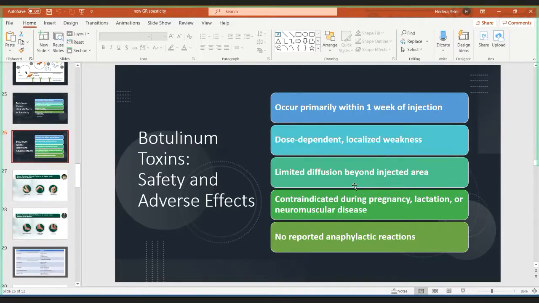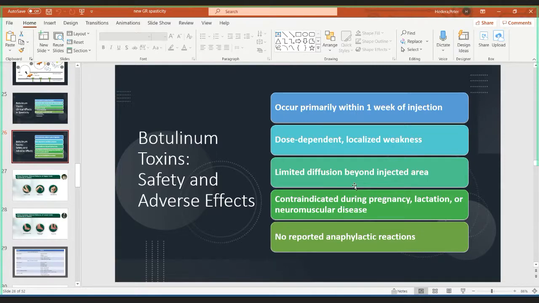So it's contraindicated during pregnancy, lactation, and also neuromuscular diseases, especially those blocking acetylcholine release. Obviously myasthenia gravis would be the best example, where you would potentially cause a catastrophe. Or Lambert-Eaton syndrome and so on. But again, these are not very common scenarios.